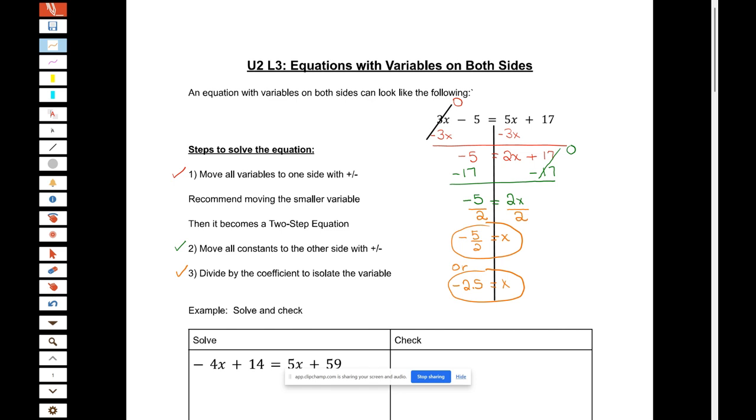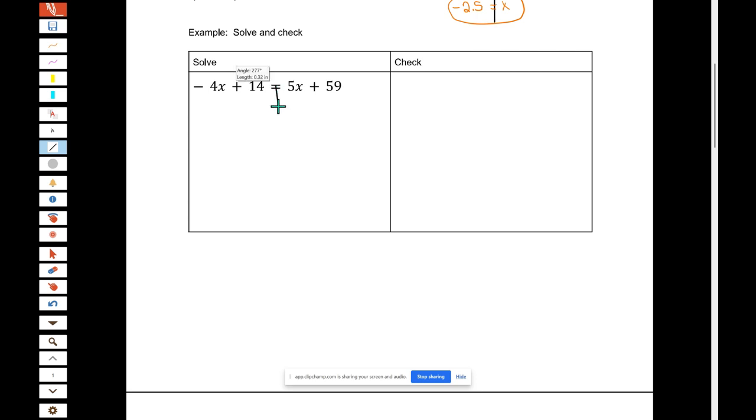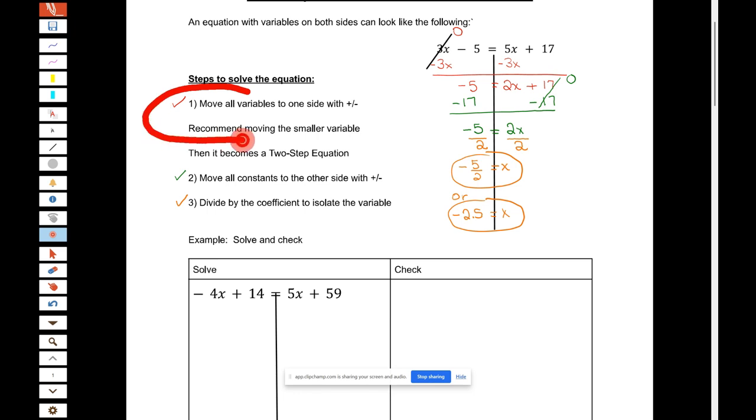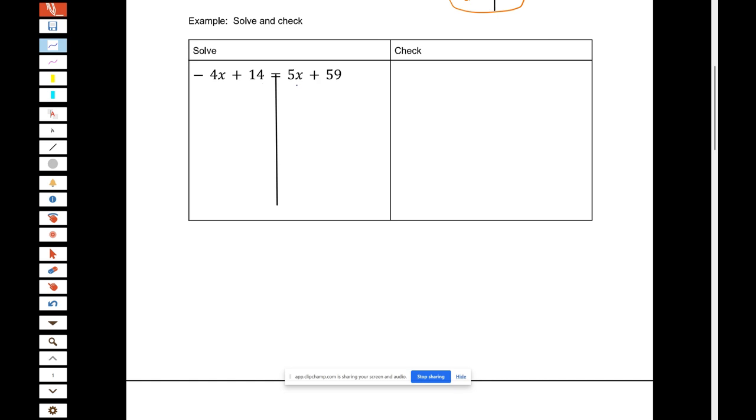So that's solving an equation that has variables on both sides. Let's try another one, and this time we're going to check our results and practice that. Okay, so again, we're going to go back to our steps. First we want to move all variables to one side and move the smaller one. Between the 5x and the negative 4x, negative 4x is smaller, so I'm going to add it to make it go away, which means I have to add it to this side as well. So I have 14 equals 9x plus 59.